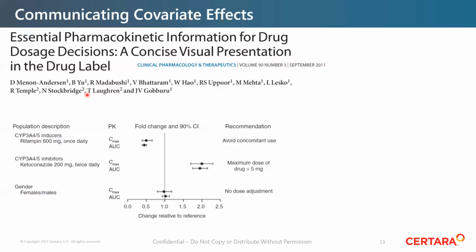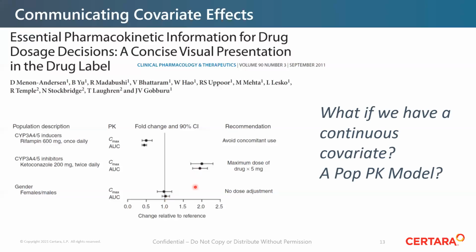So a few years back, we got this publication from an FDA team, basically recommending, oh, it's cool to have a forest plot. It's a concise visual presentation that can be suitable to be plugged into the drug label to make decisions about dose adjustment or not. So here we are illustrating the effect, say, of concomitant medication on Cmax and AUC using a fold change, point and interval type of data. So that was pretty cool.